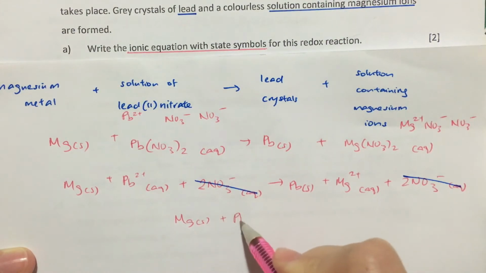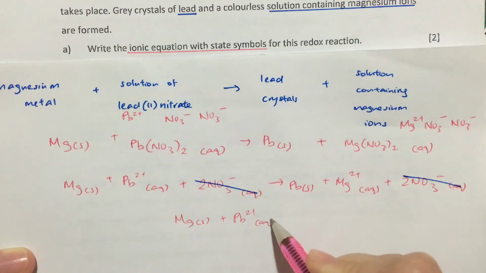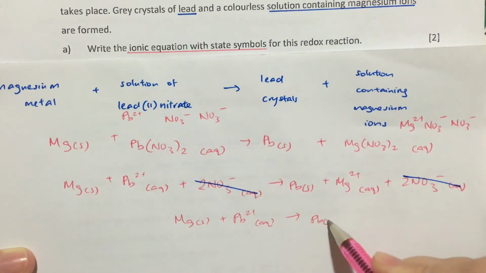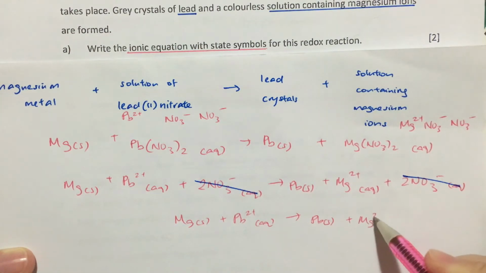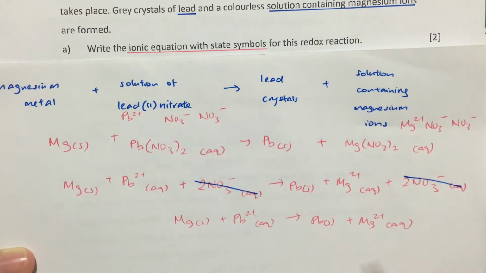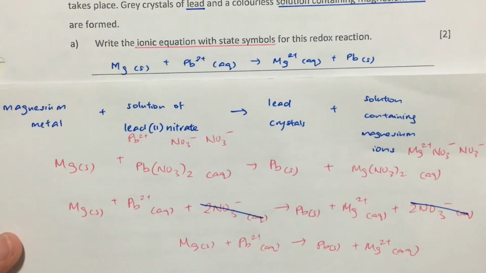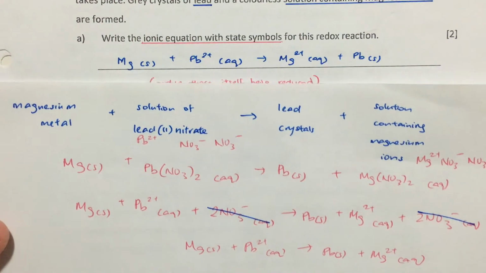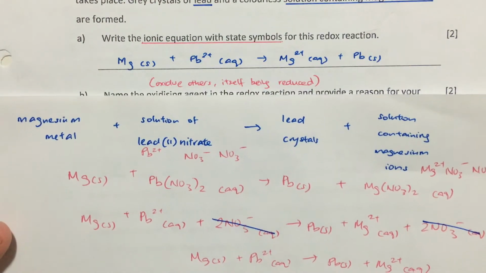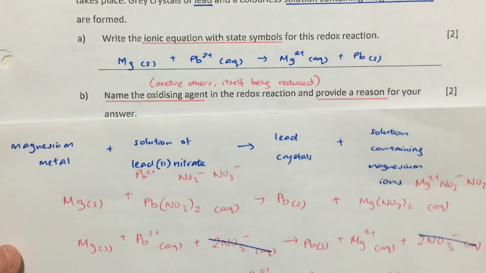magnesium solid plus your lead 2 ion and your lead solid plus your magnesium ion. So this is your ionic equation. So we transfer it down here to get your ionic equation. Okay, next one.